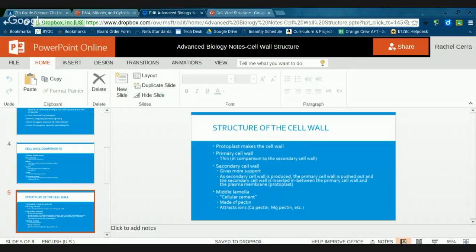So you can kind of see that the page number is page 21. It's that top drawing. You can kind of see the order of the cell walls. And then we've got the middle lamella, which we talked about, which was the glue or the cellular cement. We just talked about how it was made of pectin. It actually attracts ions, so you can have calcium pectin or magnesium pectin. It's just different types of pectin based on what the cell needs. So just so you're aware of that part.